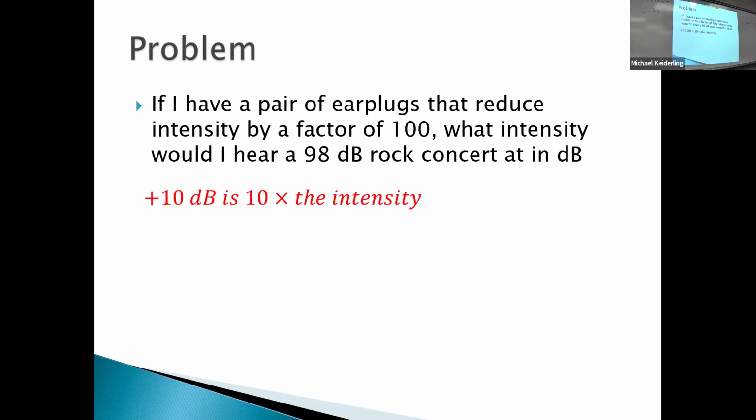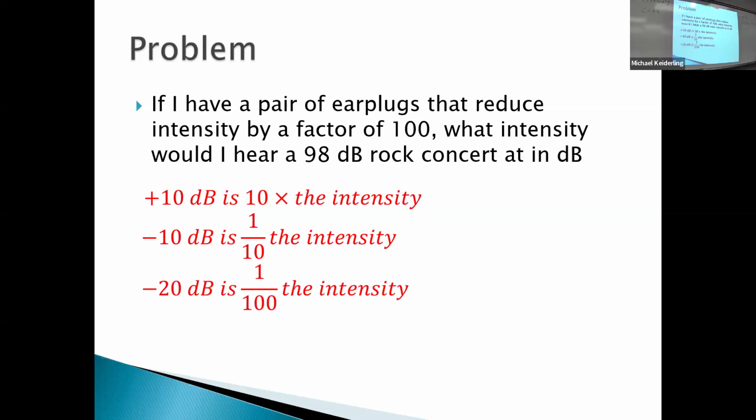So here, plus 10 decibels is 10 times the intensity. So minus 10 decibels is 1/10 the intensity. I am cutting it down by a factor of 100. So that's minus 20 decibels. So 98 decibels minus 20 decibels will be 78.